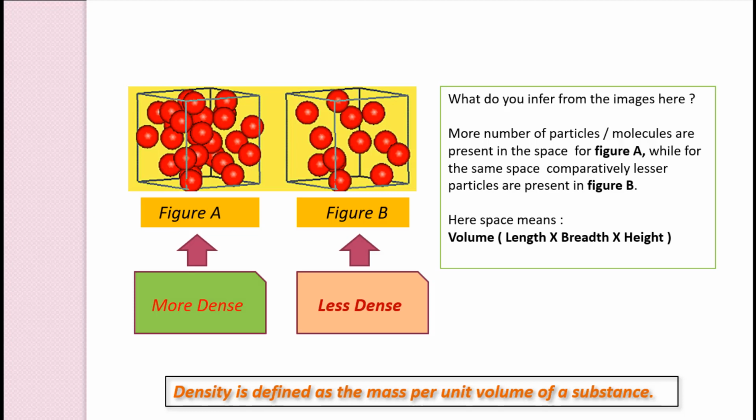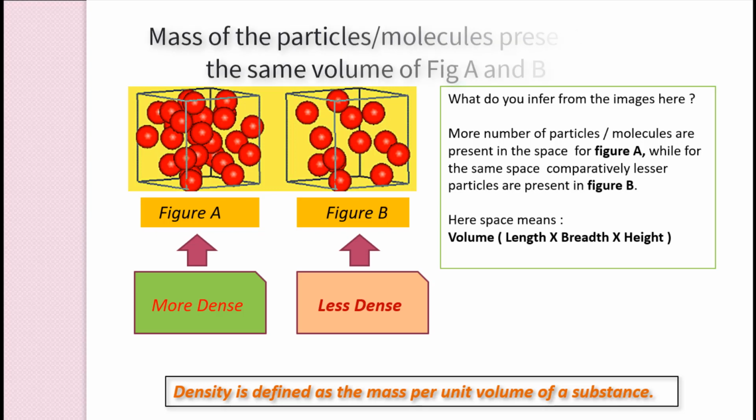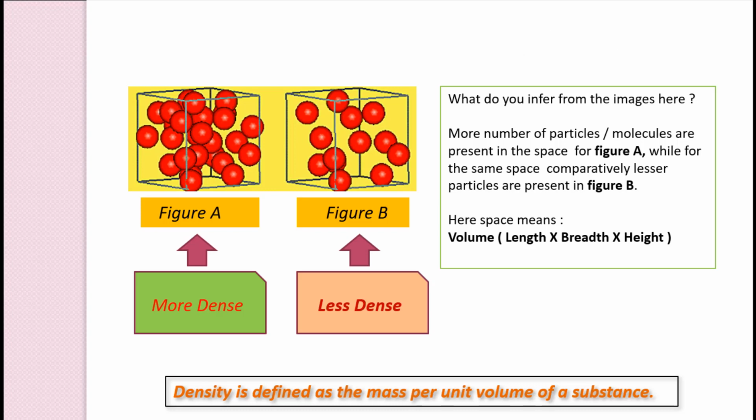So let's define density. Density is defined as the mass per unit volume of a substance. Let me repeat it, mass per unit volume of a substance. So let's get back to figure A and figure B again. When I'm talking of mass, I'm actually talking of the mass of the particles, that is the mass of the molecules present in the same volume of A and B. So I'm repeating the definition of density once again. Density is defined as the mass per unit volume of a substance.